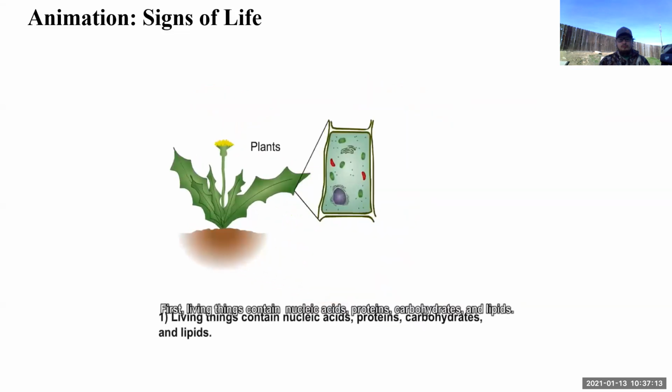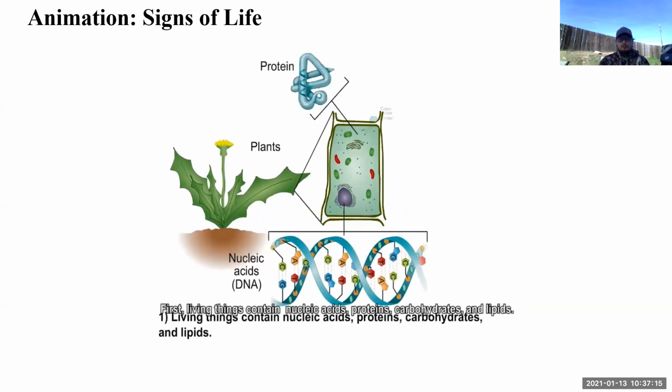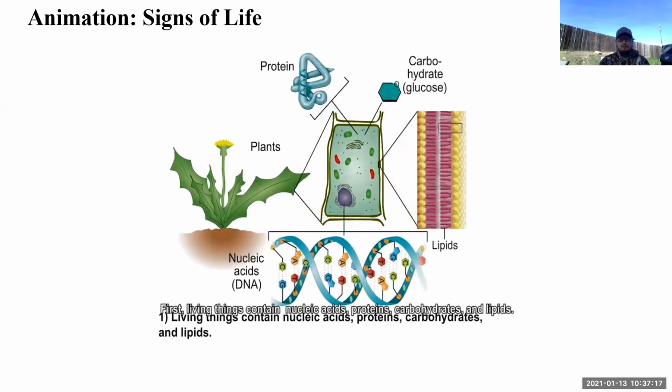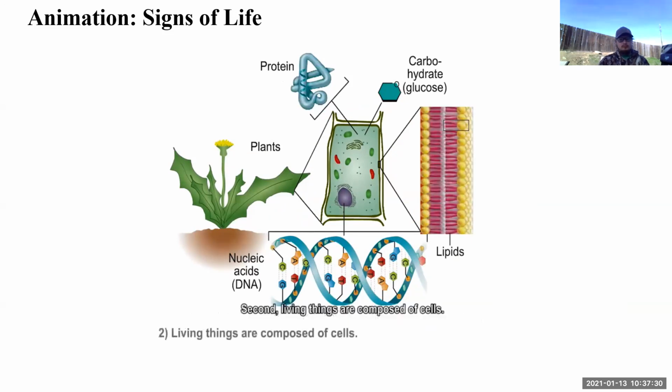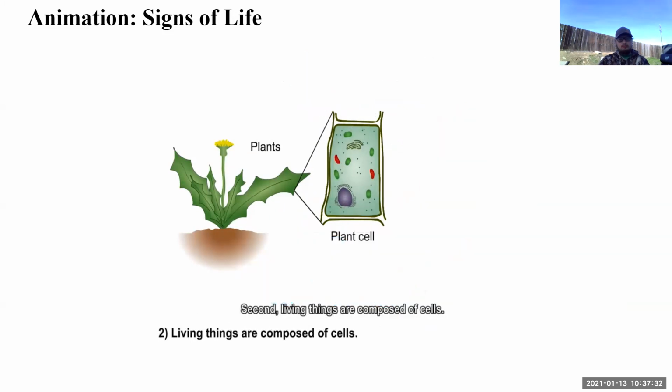First, living things contain nucleic acids, proteins, carbohydrates, and lipids. The nucleic acid DNA, deoxyribonucleic acid, is especially important because DNA molecules can be replicated, an ability that enables organisms to reproduce themselves.